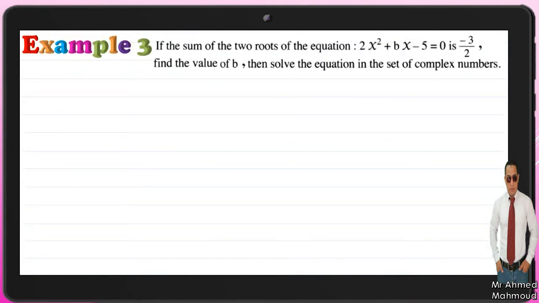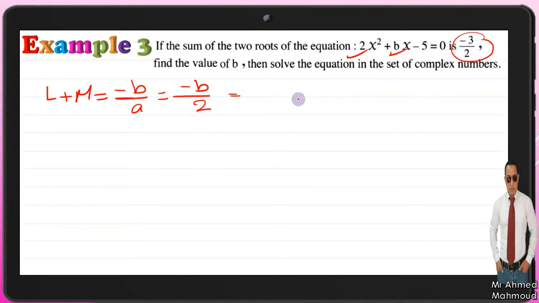If the sum of the two roots of the equation is negative 3 over 2, find B, then solve the equation in the set of complex numbers. Okay, now we have the sum, which is L plus M equal negative B over A. B equal to this one, as given, negative 3 over 2. It's clear that negative B over 2 equals negative 3 over 2, then B equals 3.